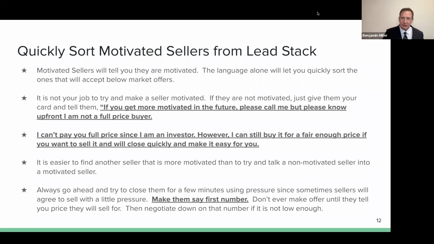But it's also good to practice. If you find a seller that's not really motivated, there's no harm in practicing your negotiating skills a little bit. Try to get them to say the first number, try to get them to say the lowest number. That's fine. You can still get some benefit out of that just for practicing, but you don't want to spend a lot of time wasting that time on them.